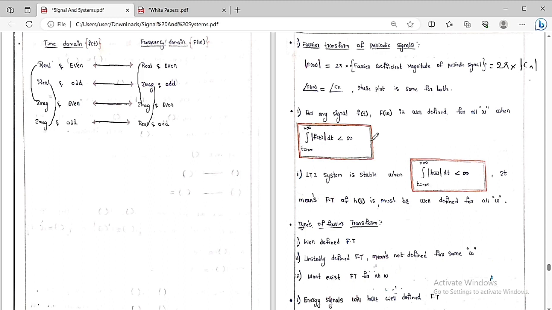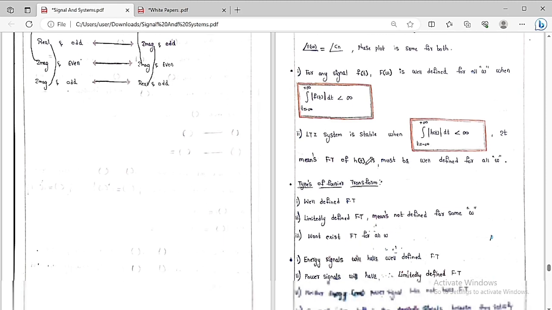So therefore we can say the given signal is an energy signal, or if the signal is absolutely integrable, which is the integral from minus infinity to plus infinity of the magnitude of f(t) dt, and we get some finite value, then the signal will have the Fourier transform, and it is defined for each and every value of ω. So that is the reason it is called well defined.